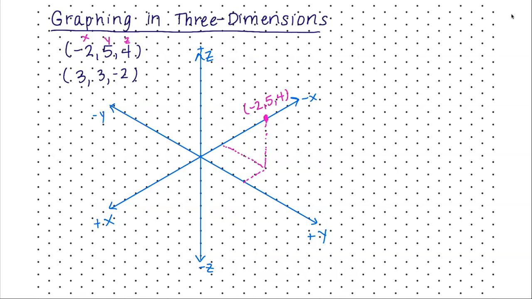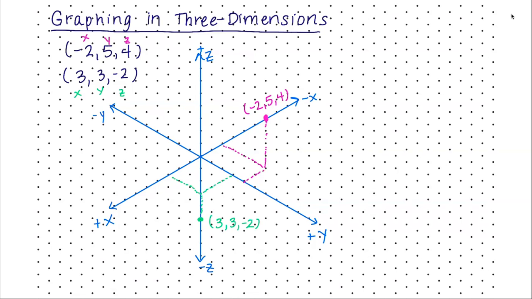So we have 3 for X, 3 for Y. We change colors here. It's green. So we have 3 for X, 3 for Y, and -2 for Z. So just like before, we'll start off on the positive x-axis. So that's here. Then I go up 3 units. So we went up 3 for Y. So we're right here. And now we need to go down 2 for Z. So we went down 2. So this will be 3, 3, -2.